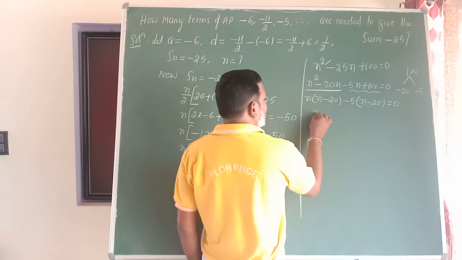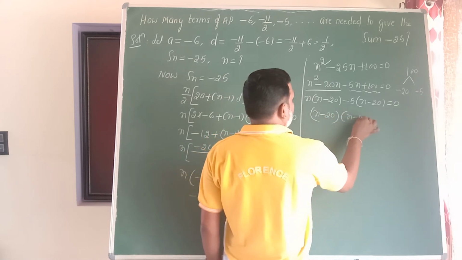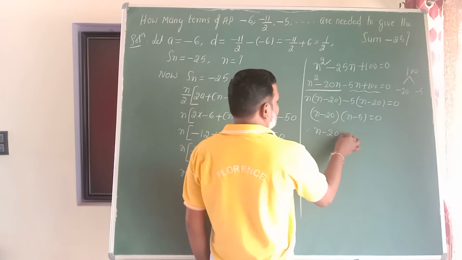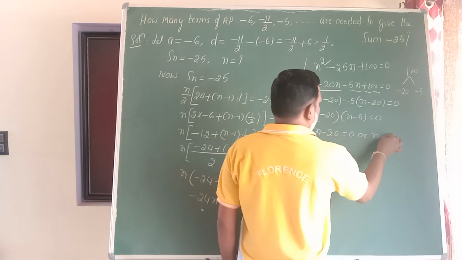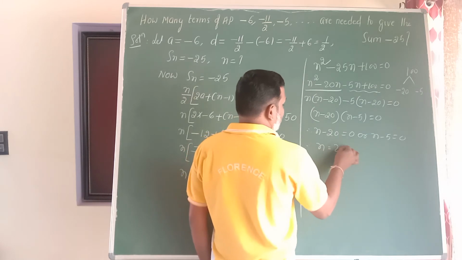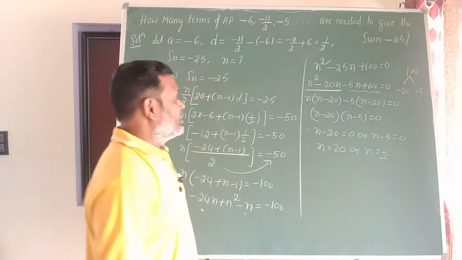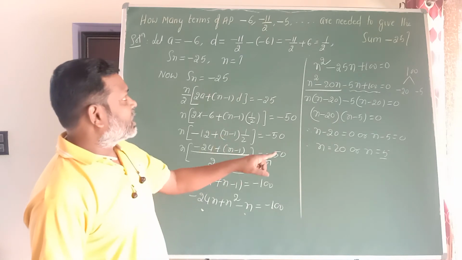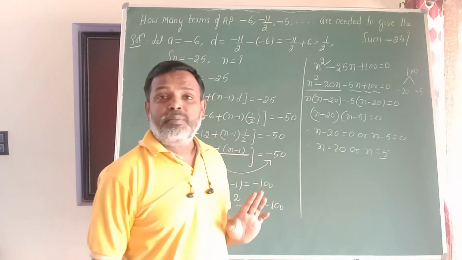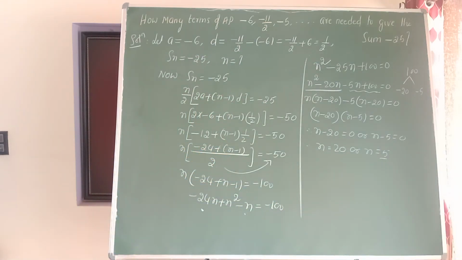From these two things, n minus 20 is common, remaining is n minus 5, that is equal to 0. Therefore n minus 20 is equal to 0 or n minus 5 is equal to 0. Therefore n is equal to 20 or n is equal to 5. So either the 5th term gives the sum minus 25 or the 20th term gives the sum minus 25. This is the concept related to this problem.